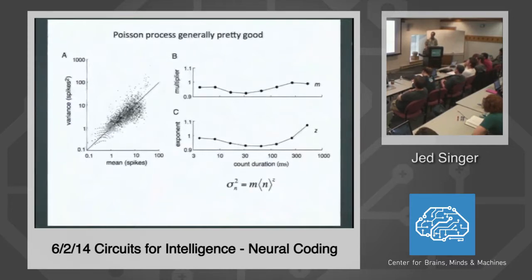You can also fit a couple of parameters. So you can look at variance as a multiplier of the mean raised to some exponent. And if you fit these two parameters to this data set, you see that both the multiplier and the exponent stay quite close to 1, regardless of the time window in which you count spikes. So whether you count spikes within a few milliseconds or many hundreds of milliseconds, it looks fairly close to Poisson.